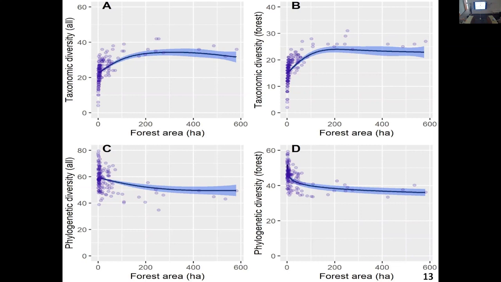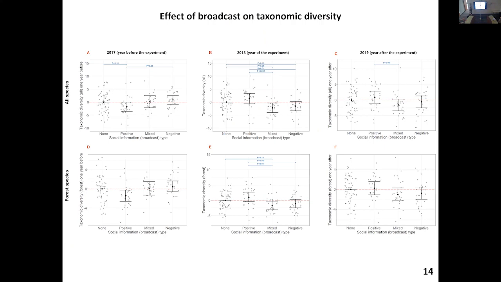And for the phylogenetic diversity, which you can see on the bottom two graphs, this metric basically represented how many closely related species there are within a certain forest patch. So in larger forest patches, there were more closely related species, but only up to a point. But getting to the next results, the results of the experiment itself.